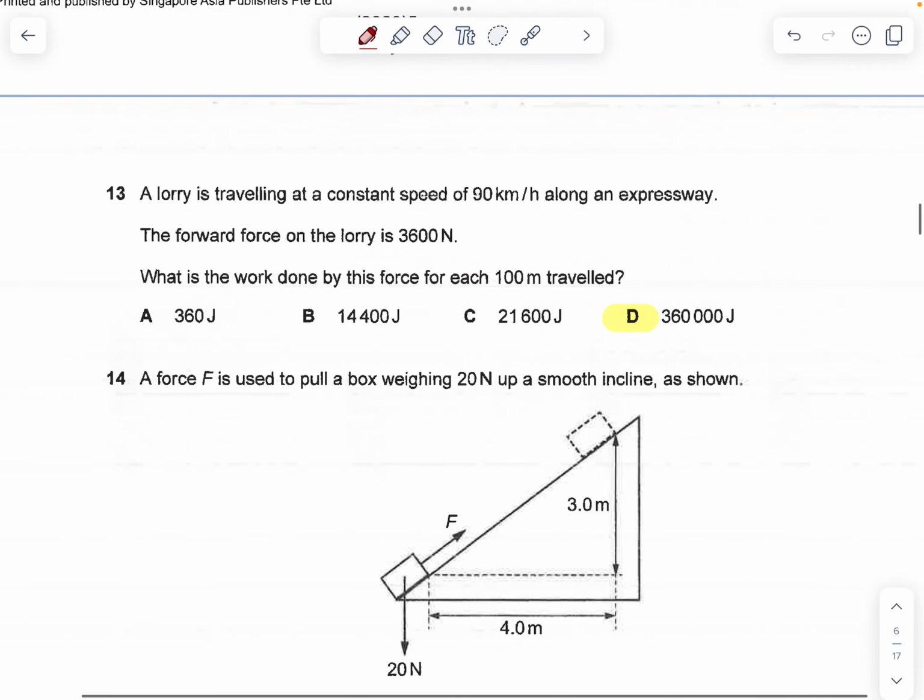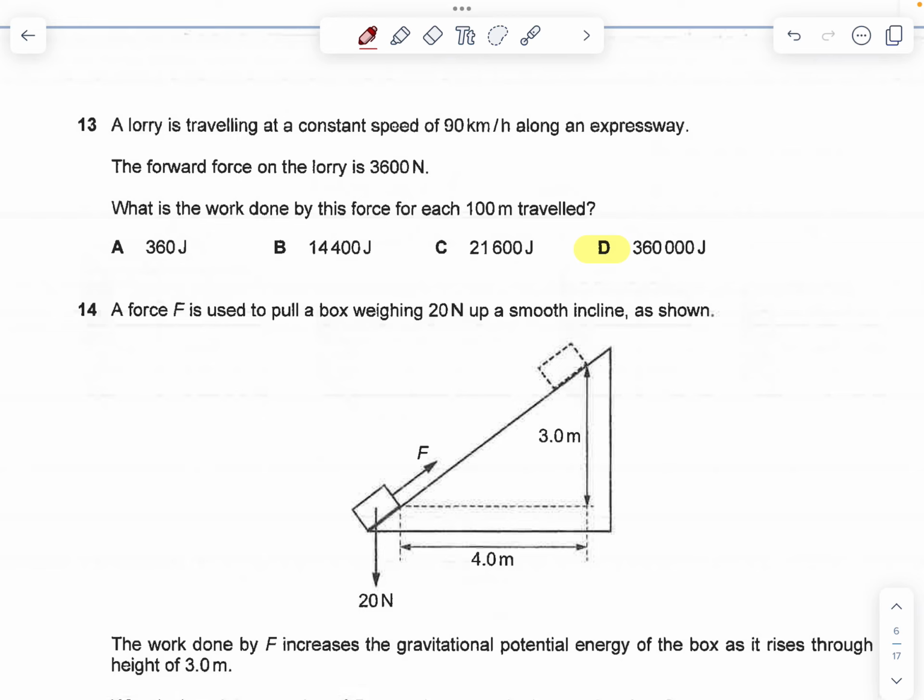Okay, question 13. A lorry is traveling at constant speed V along a highway. The forward force is F. What is the work done for a displacement small s of 100 meters traveled? So use the formula: work done equals force times displacement.